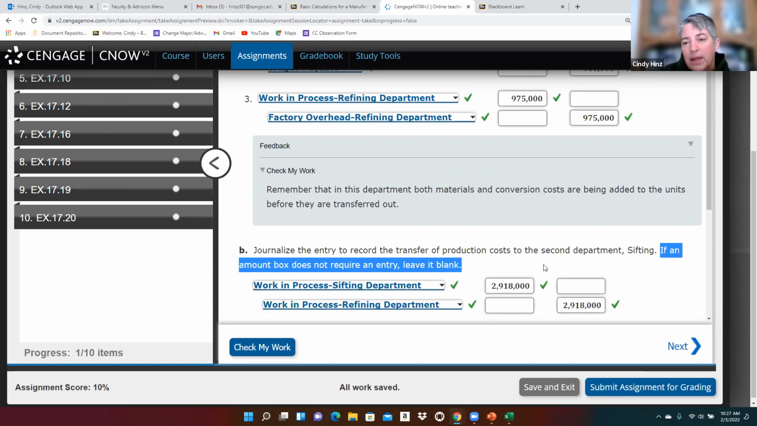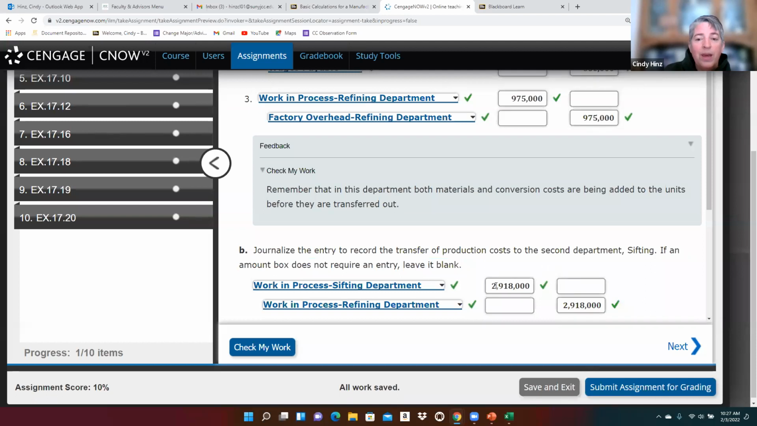And he looked at it thinking, well, it doesn't require an amount because 0 is not an amount. And so he didn't put the 0 in there, and he lost credit on that exercise. So, for a journal entry, we know that you can't have a debit and a credit. So most of the time, if there's a box, you're supposed to be putting something in there.